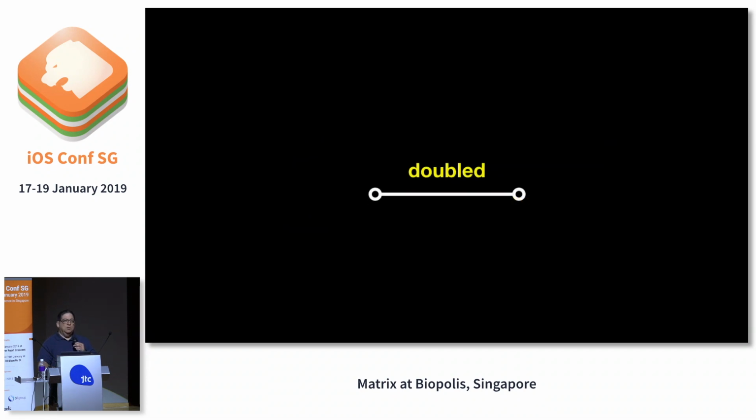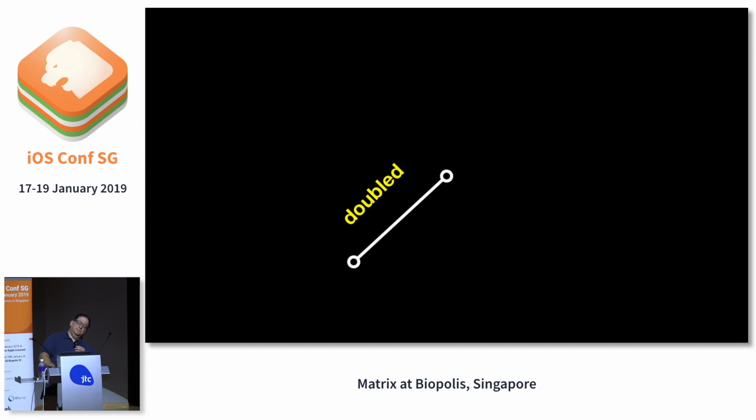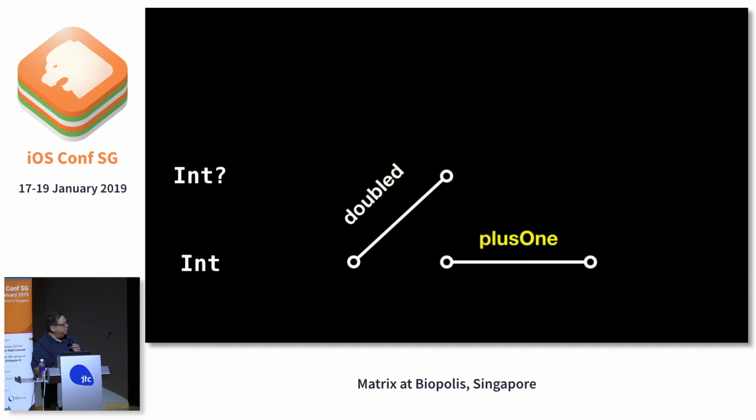And so what we've done is we've taken doubled and we've tipped it, so it goes from int to optional int. And so when we try to pipe that to +1, we've got a problem. The output of doubled doesn't match the input of +1.